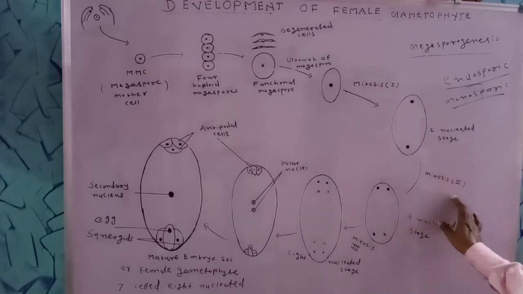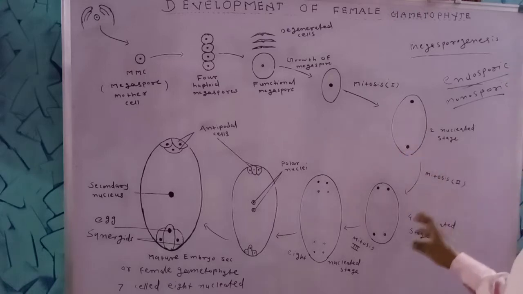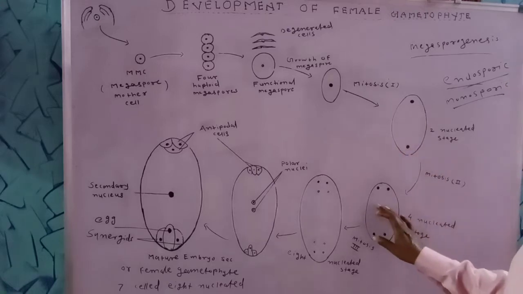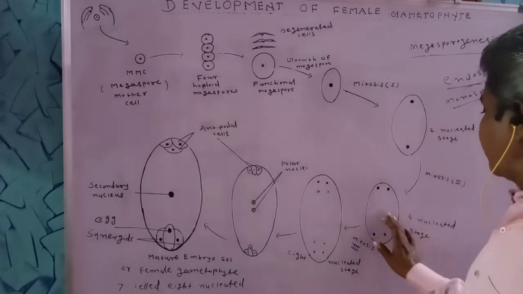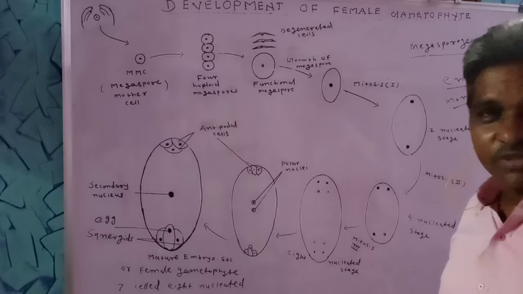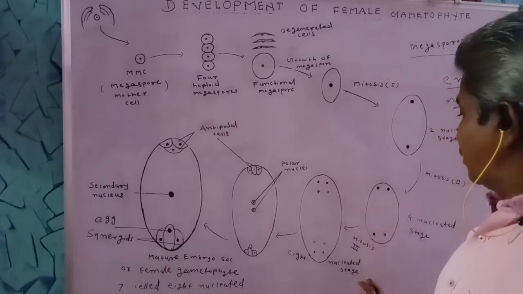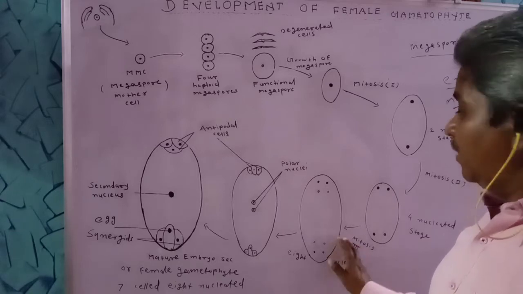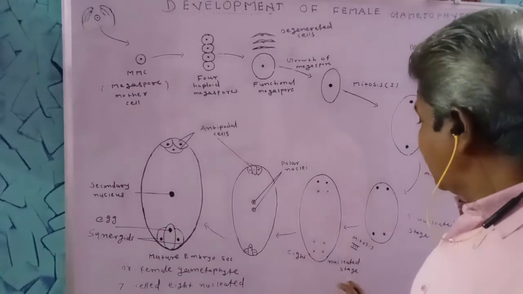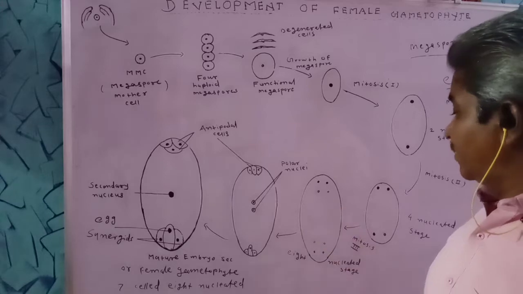Similarly, the second mitosis results in the four-nucleate stage. These two nuclei later divide mitotically into four nuclei. This four-nucleate stage results after the second mitosis. Now the four-nucleate stage again undergoes the third mitosis, and at the end of the third mitosis, the 8-nucleate stage is developed.